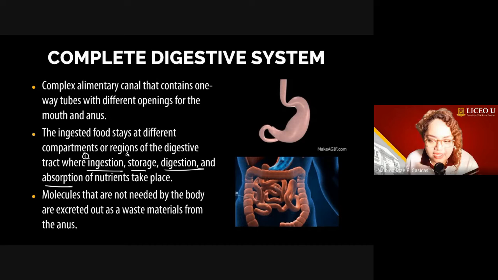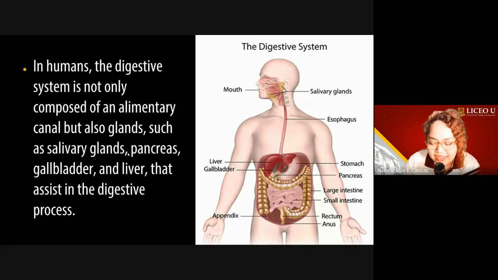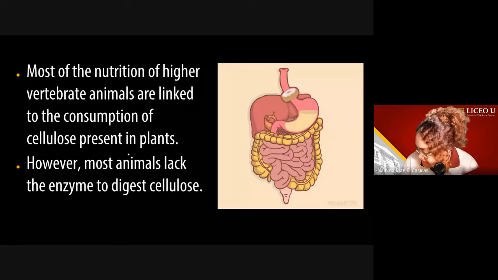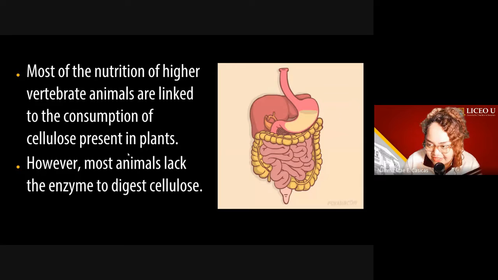So the complete digestive system is a complex array of organs. In humans, the digestive system is composed not only of an alimentary canal but also of glands, like your pancreas, which releases enzymes so that we can digest macromolecules, and your liver, which releases bile salts that can emulsify fats. Even though we call them accessories to the digestive system, they are very essential to digestion.